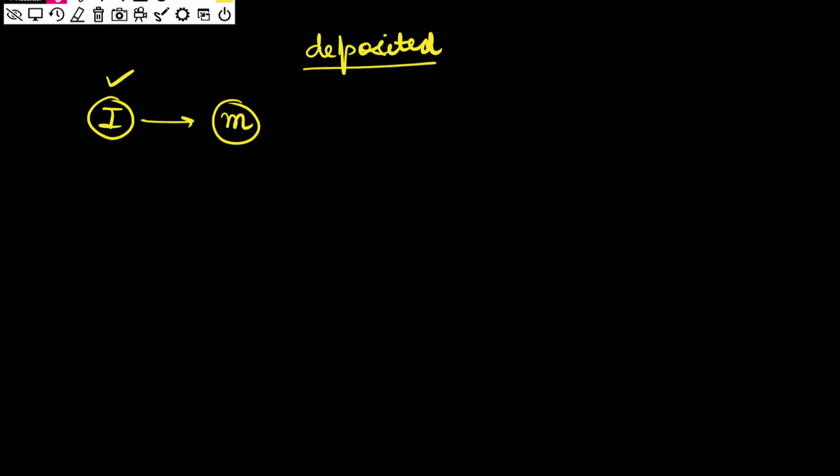He put this forward through the two laws which he had given. So we have to talk about the two laws, that is Faraday's first law of electrolysis and Faraday's second law of electrolysis. Now we will discuss them.